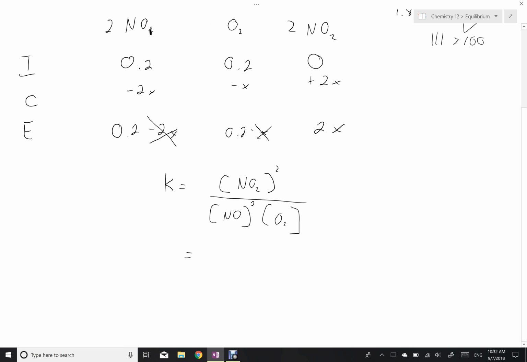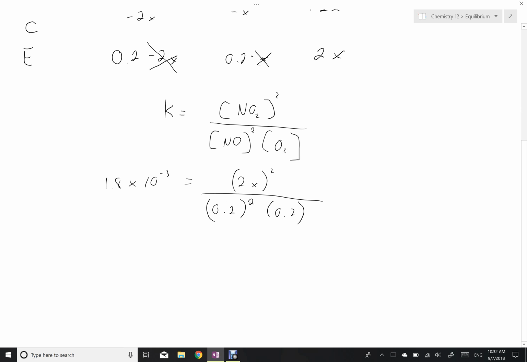Okay, so this was 1.8 times 10 to the negative 3. And this is 2x squared. And this is going to be 0.2. It would mean 0.2 minus 2x squared, but because I met this guideline, I don't have to put in the 2x. And 0.2. Alright, so 1.8 times 10 to the negative 3 times 0.2 cubed, effectively. I get 1.44 times 10 to the negative 5.